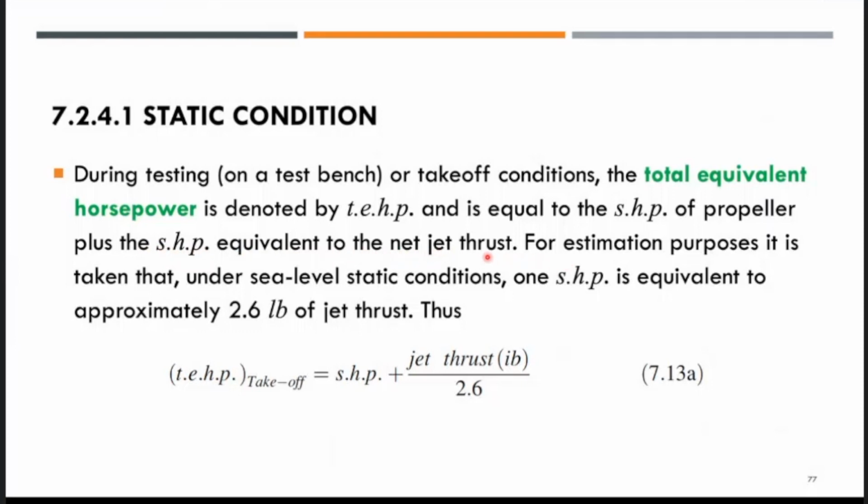For estimation purposes, it is taken that under sea level static conditions, one shaft horsepower is equivalent to approximately 2.6 pounds of jet thrust. So you have expression 713A here. The total equivalent horsepower during takeoff is equal to the shaft horsepower plus the jet thrust over 2.6. One SHP is equivalent to approximately 2.6 pounds of jet thrust.